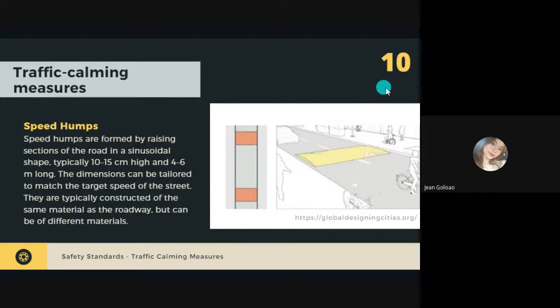Next, we have these speed humps. These are formed by raising sections of road in a sinusoidal shape. As you can see here, there's a curvature. These are typically 10 to 15 centimeters high and 4 to 6 meters long. The dimensions can be tailored to match the target speed of the street, and they are typically constructed of the same material as the roadway but can be of different materials. This type of calming measure can be used repetitively on a street or block at certain intervals, as you can see here.